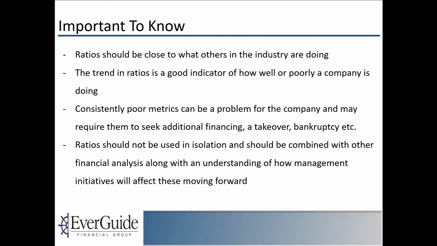Next, consistently poor metrics can be a problem. So things happen from time to time, 2020 being a good example. If you have a period where, let's just say, your interest expense is too high, if it's only one period, it's not necessarily a problem. But if it's consistent, then there may be something else going on where they would need additional financing, either through a bond or equity sale. They might need somebody else to have a takeover, or they could eventually file for bankruptcy. So it's good to look at that consistency.